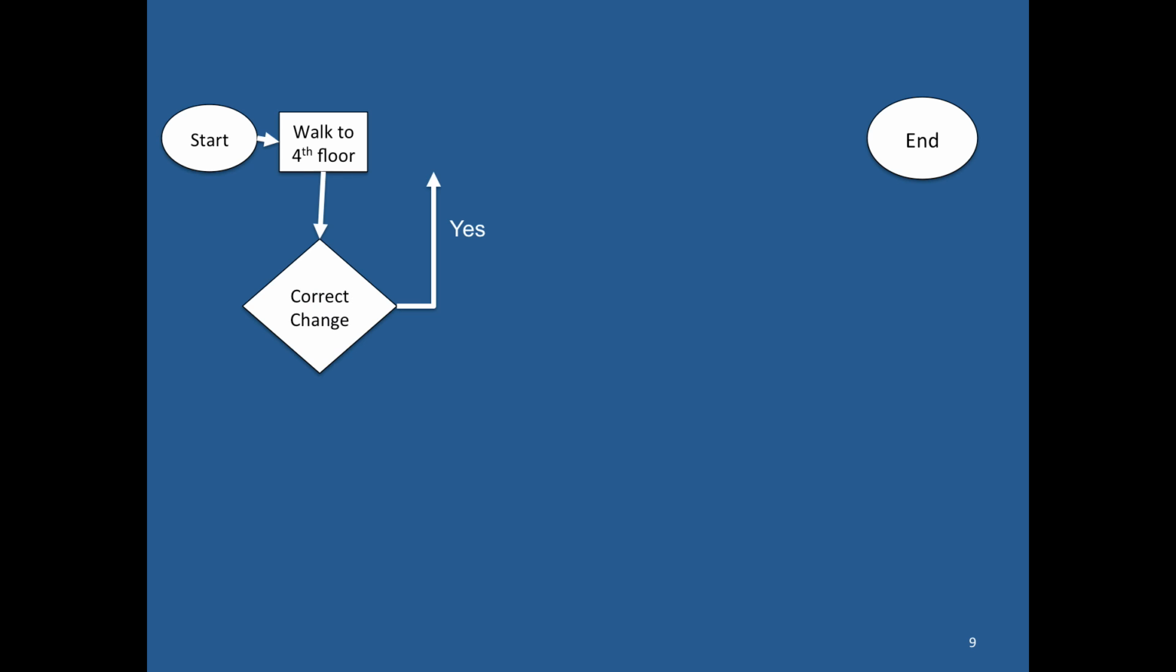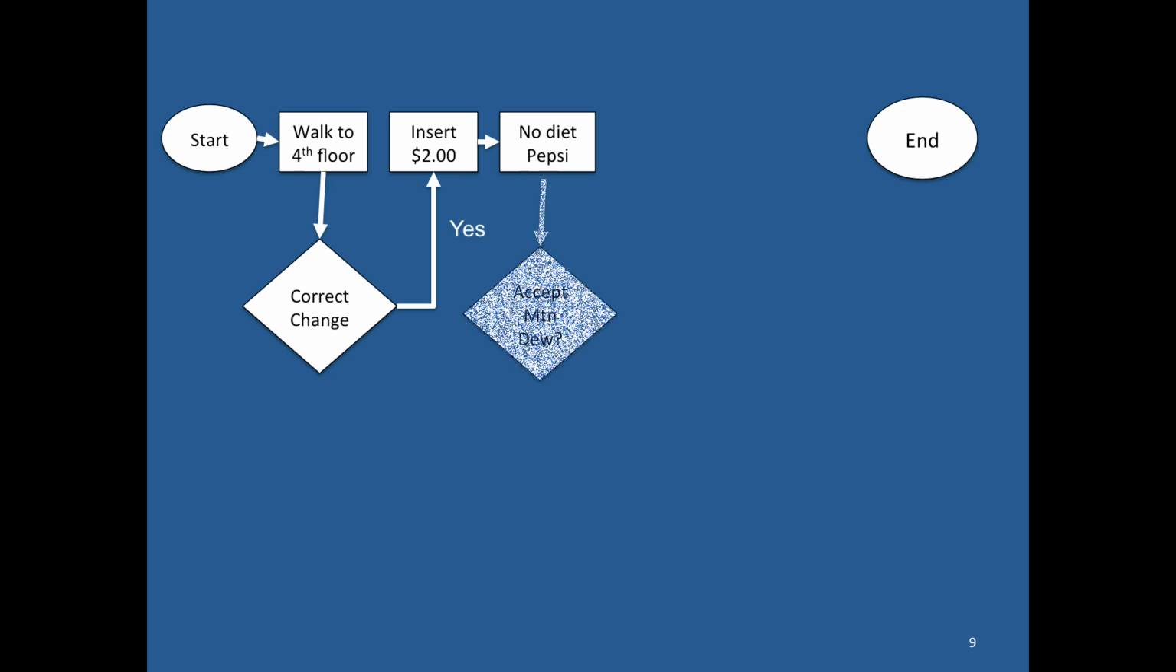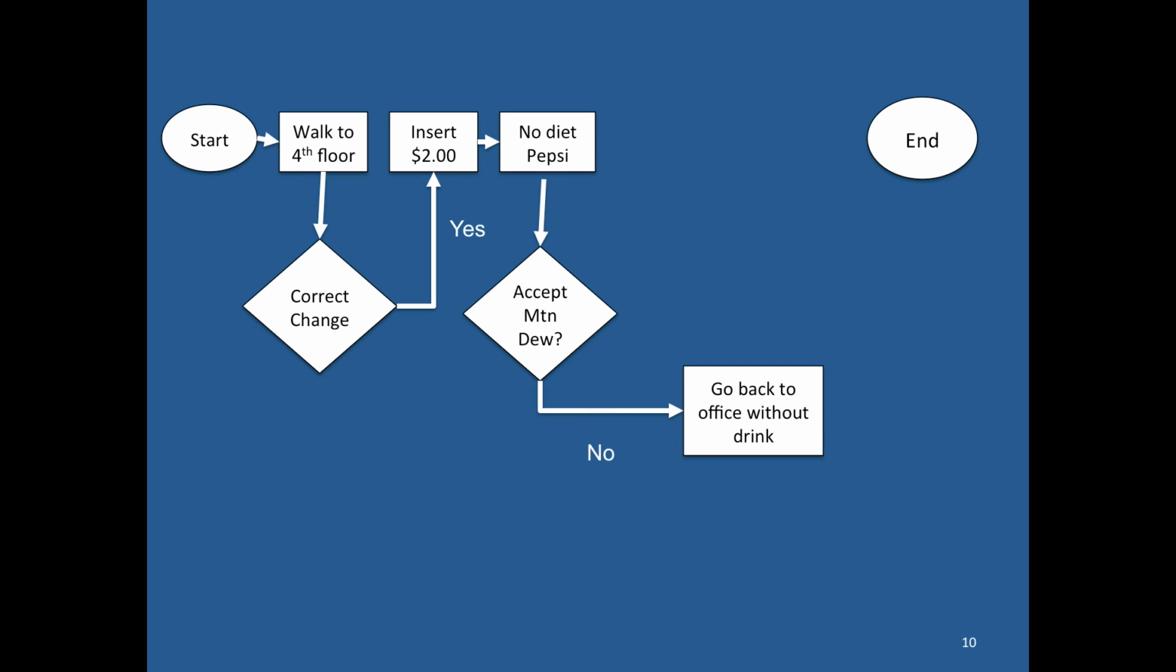So now let's look at another scenario. We have the right change, we insert it, all nickels, but who cares, we're thirsty, and we can wait. But now the wretched machine only has Mountain Dew, so now we have to make another choice. Do we like Mountain Dew? Are we willing to accept Mountain Dew? If so, we take the Dew and we're happy. But what if we don't like Dew? We're out of luck again, and it's off we go with no drink.